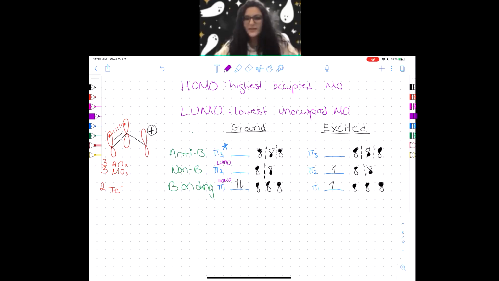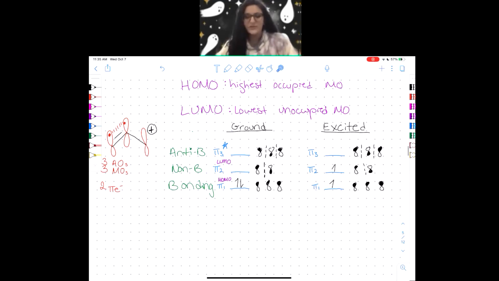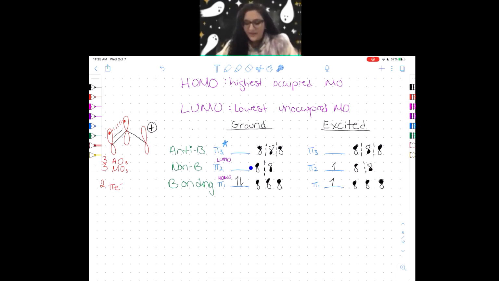Someone asked, why isn't number 3 the LUMO? That's a great question, because of what we talked about previously, but we're just going to talk about the lowest energy level that is empty. So let's ignore the excited state, only looking at the ground state. The lowest energy that is empty is pi 2. So that's why that one would be the LUMO.